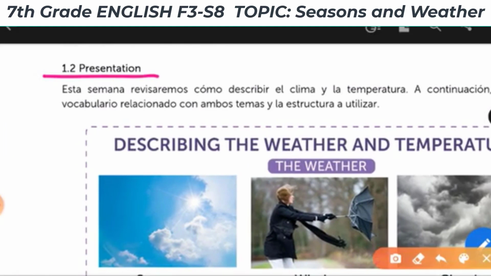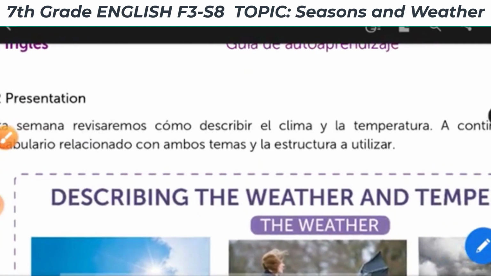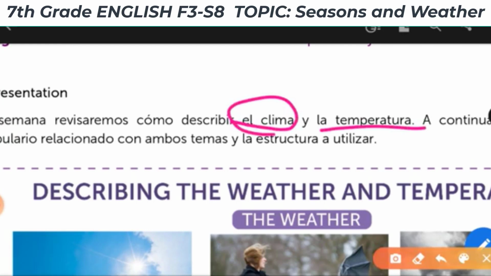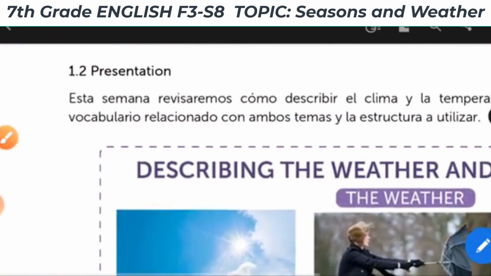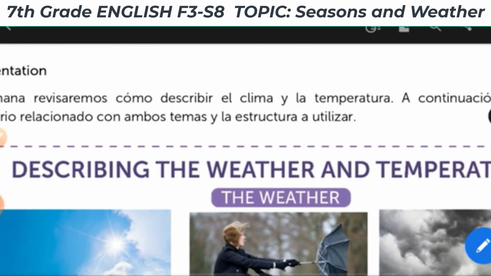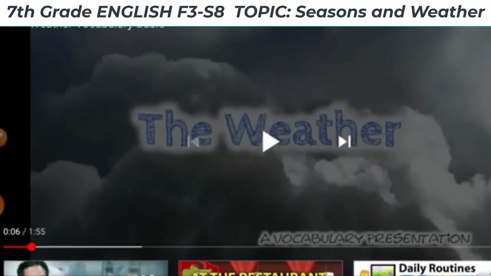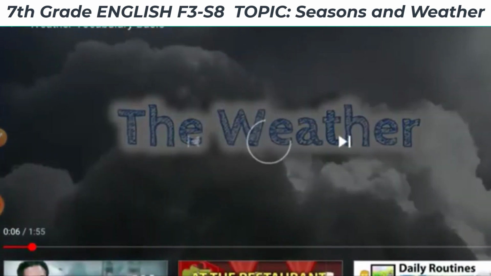Presentation here. Esta semana revisaremos cómo describir el clima y la temperatura, yes? Cómo describir el clima, the weather, y la temperatura, temperature. A continuación, te presentamos vocabulario relacionado con ambos temas y la estructura a utilizar. First, before we see the vocabulary, we are going to watch a video related to weather. Let's watch a YouTube video related to weather.